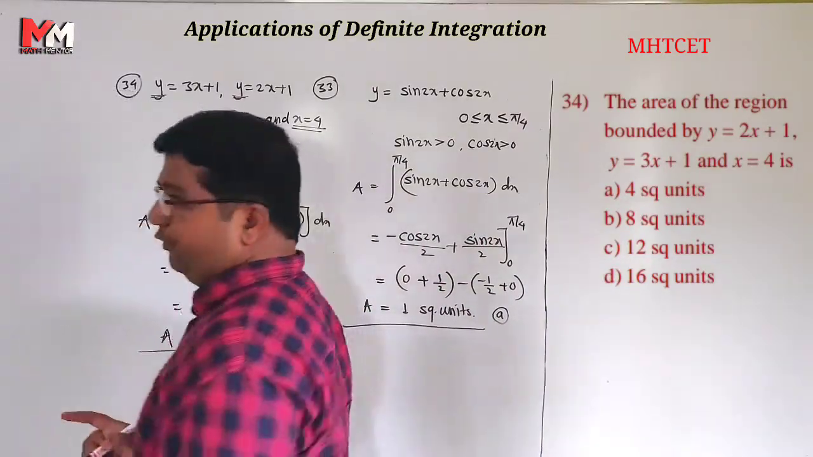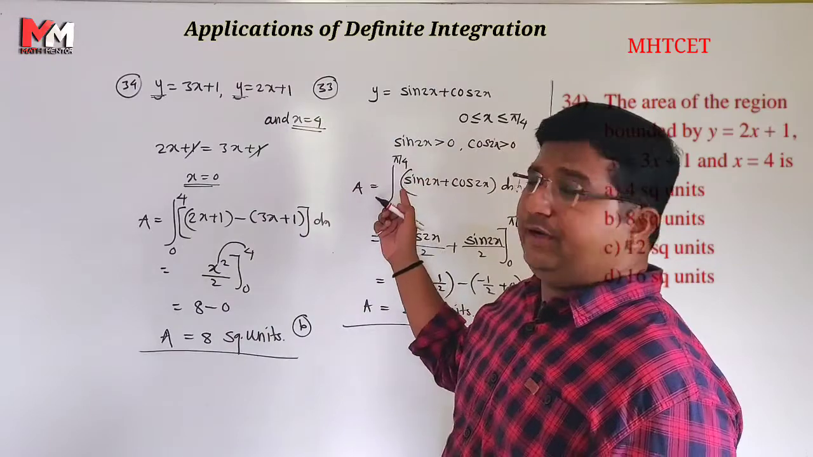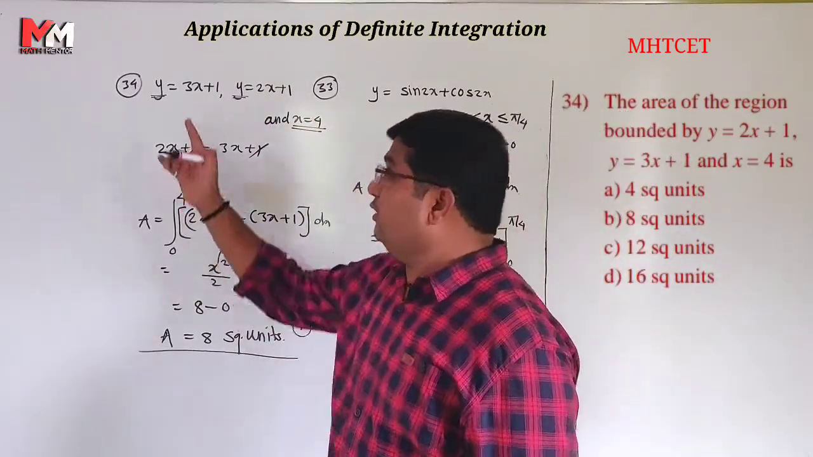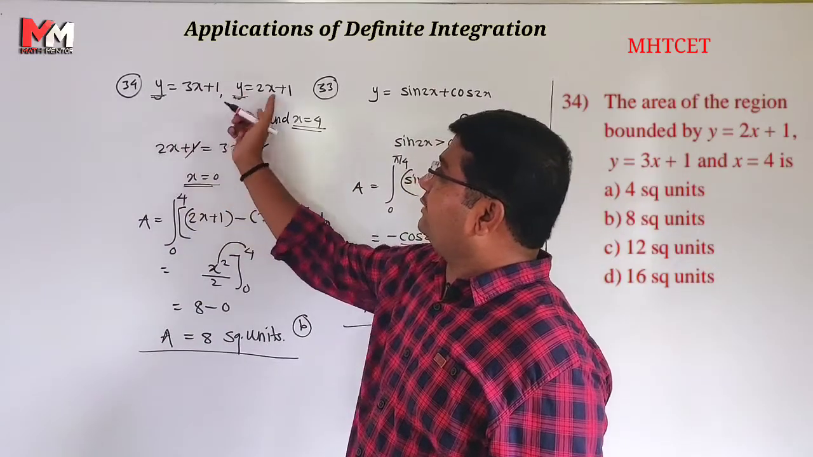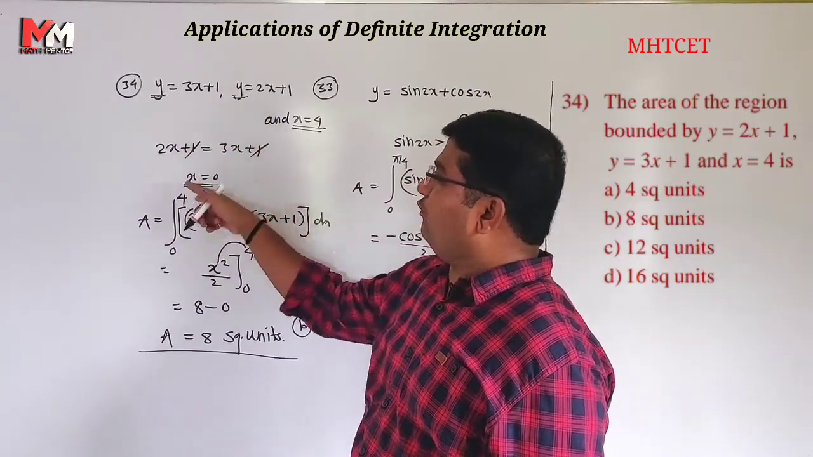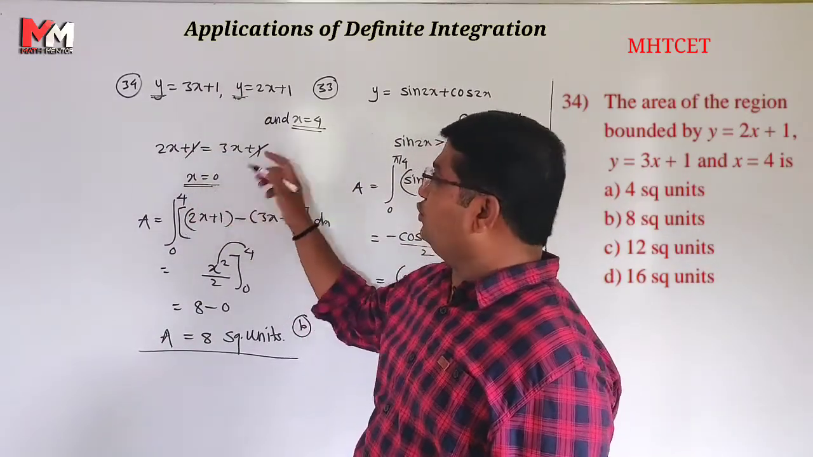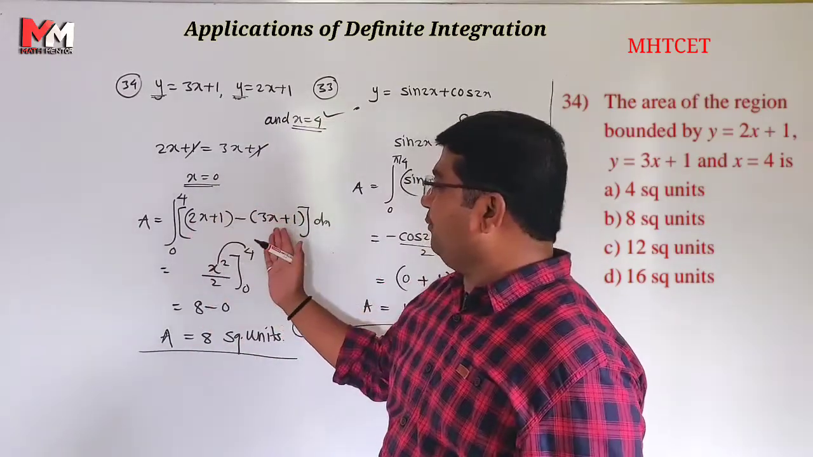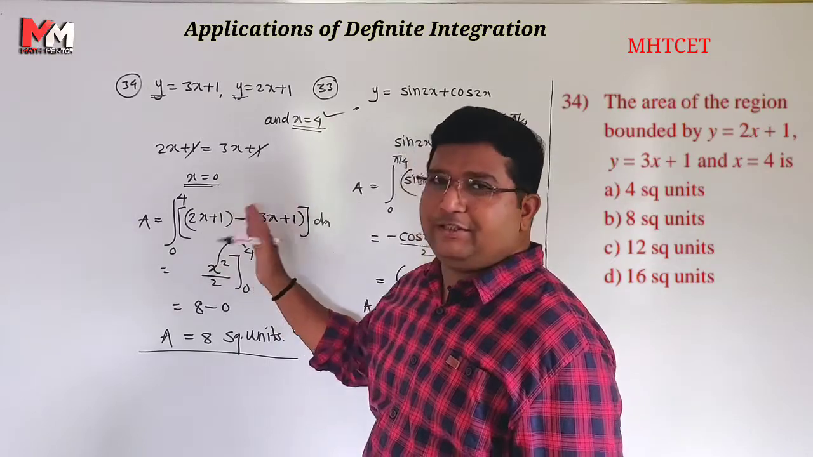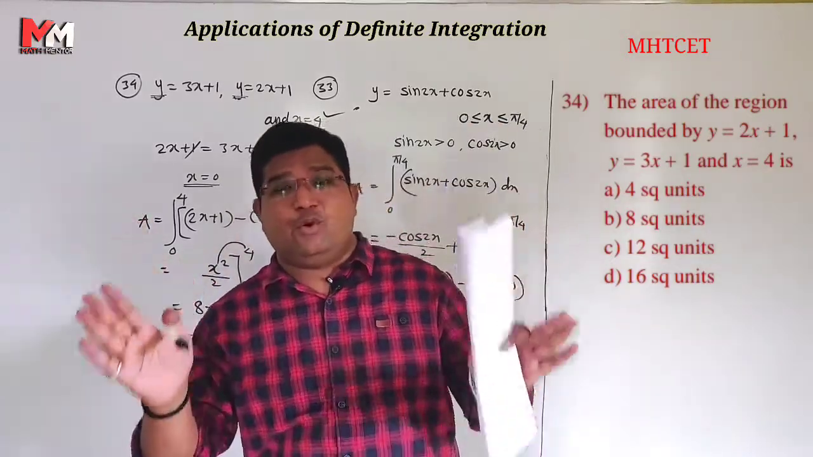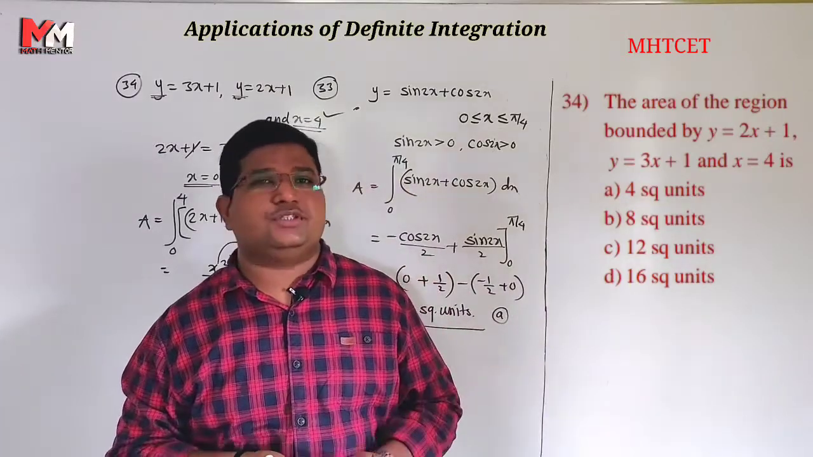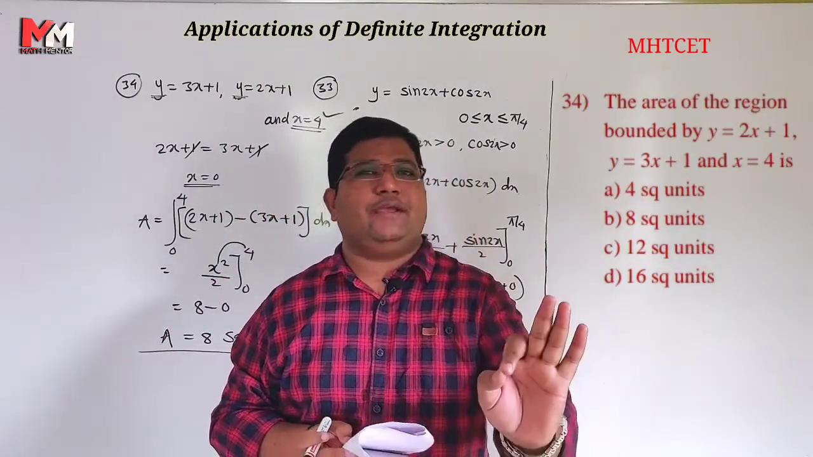33 and 34: in 33 there is a trigonometric function, in 34 both are straight lines. Okay, so here the left hand side is equal, so the right hand side will definitely be equal. From that we find the values of x. x is equal to 0, x is equal to 4 is given. So f of x minus g of x or g of x minus f of x are to be the same in the modulus. But in MHT-CET, no need for this lengthy process. Find out the answer only and make it positive.